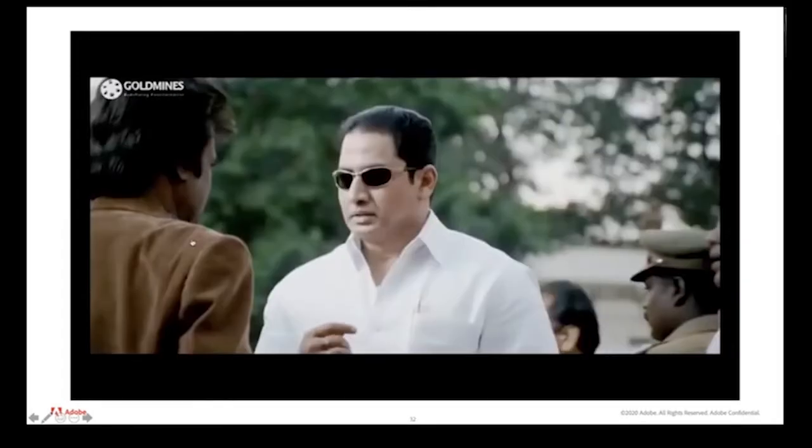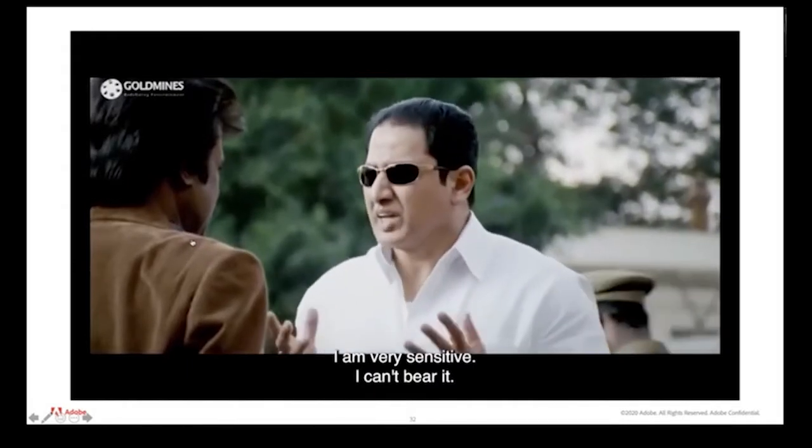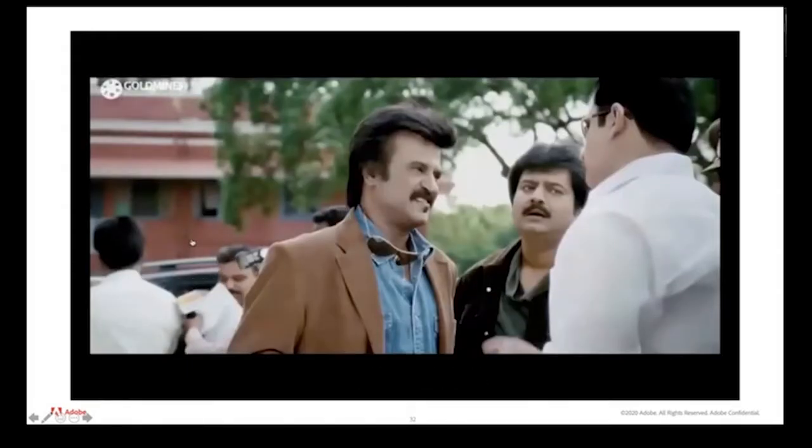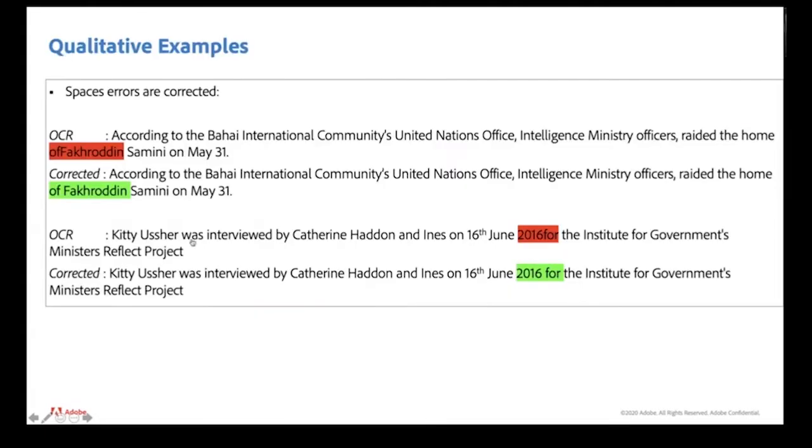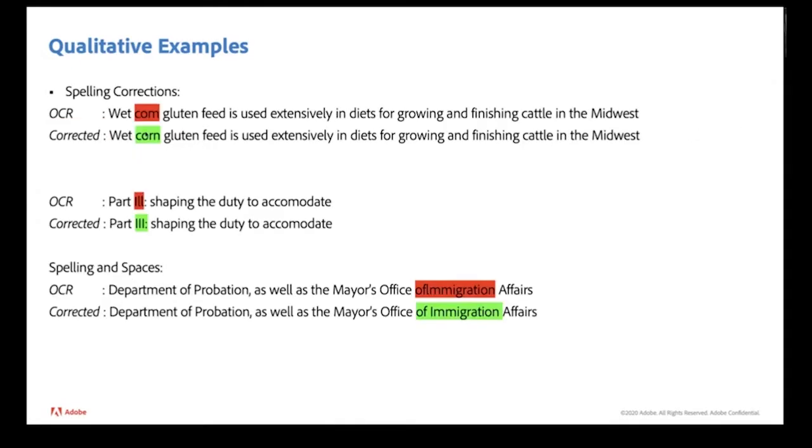So indeed, the model is very sensitive, and as I said, the errors are very difficult to correct because it's difficult to map those tokens to their right token. These are some more examples where spacing and spelling corrections happen. For example, this L is a very common error, where it should actually be a capital I but is recognized as a small l, or let's say M is recognized as RN. These things get corrected by our model.